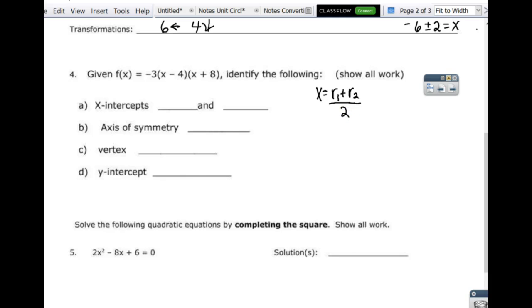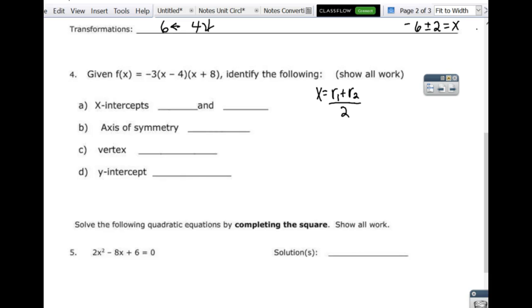Okay. They're right here. Well, if you have the R1 and R2, you have the x-intercepts. That's all the same thing. Who's throwing things? Oh, did you kill it?